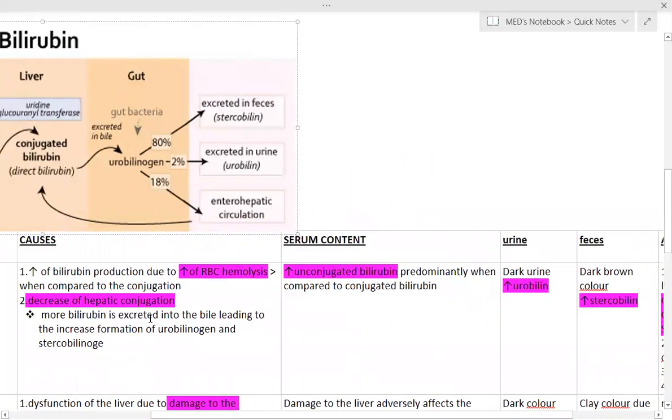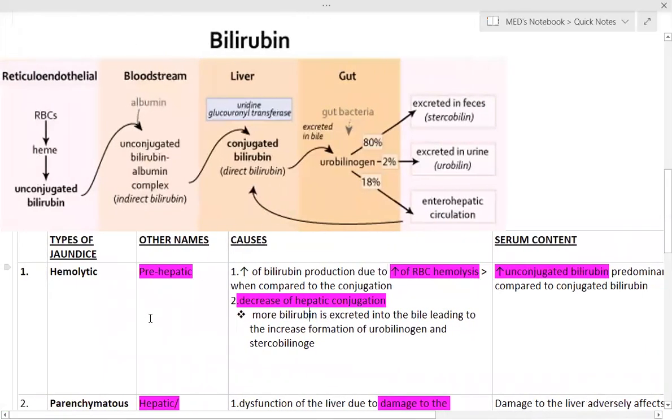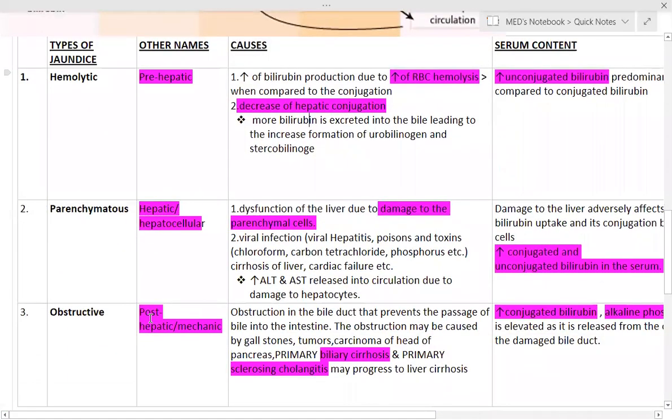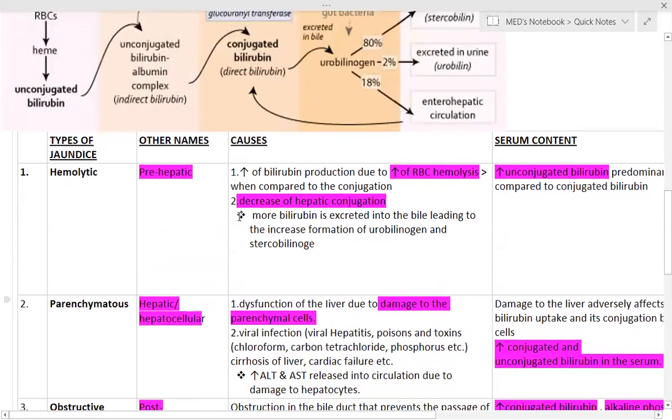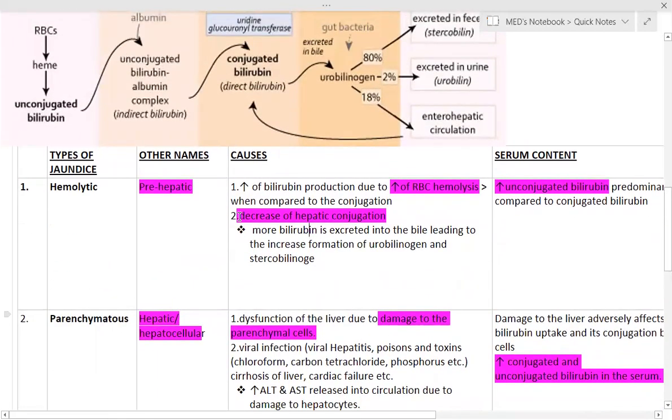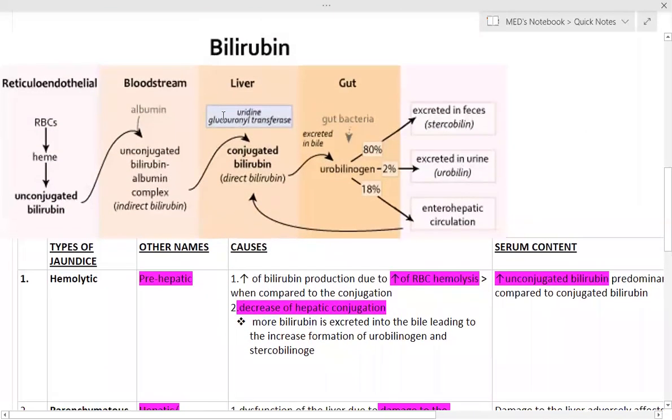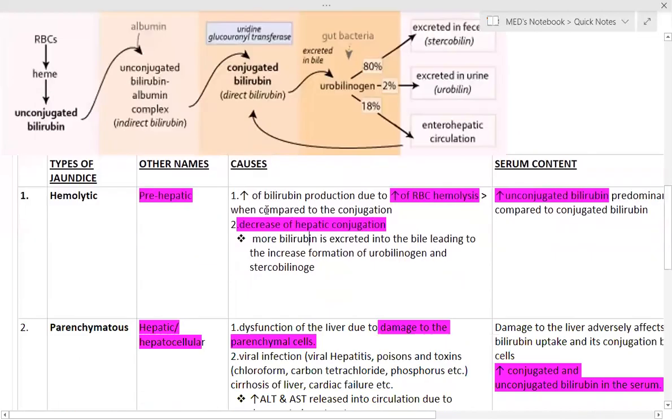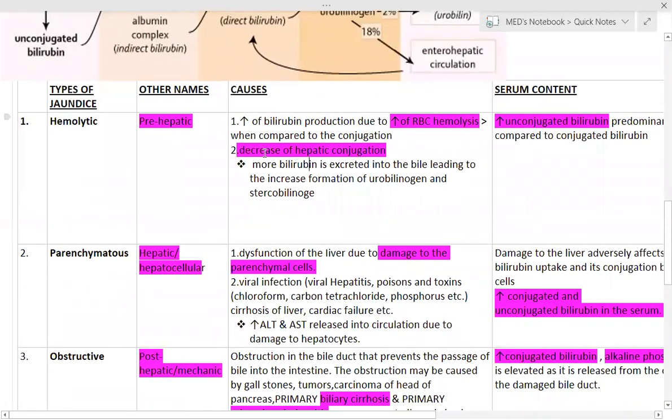All right, moving on to the next type of jaundice, that is parenchymatous jaundice, also called hepatocellular jaundice or hepatic jaundice. Please remember these names. It's really very easy to remember, since the pathology lies in the liver. Hepatic means liver. So in this, the cause of development is dysfunction of the liver cells, the parenchymal liver cells.